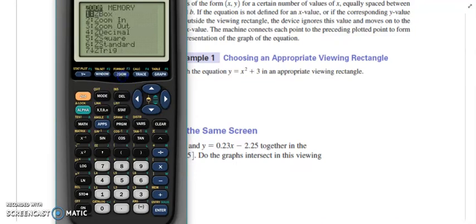We can also zoom in, and I can scroll up to where I want to zoom in and zoom in a little bit there. I can see a little bit closer. You can zoom out the same way, and you can also zoom fit, which is your 0, and that will change it to see more of the whole picture. Sometimes that's a good first place to go to. Sometimes it doesn't work. Sometimes you'll just have to adjust your window, and you can do that by going to window, and then you have your x min, x max, y min, y max.